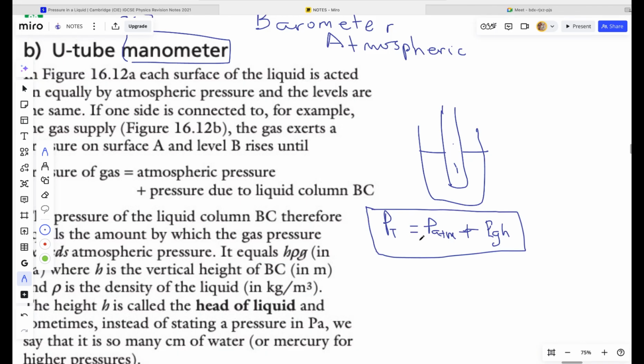The total pressure acting in most substances, like liquids, is the pressure due to the atmosphere plus the pressure due to the liquid, which is rho GH. So in most papers, they will tell you the atmospheric pressure. They will just give you the value, and they will ask you to calculate the total pressure. So first you calculate the pressure due to the liquid, which is rho GH, and then you add it to the atmospheric pressure, then you get the total pressure.